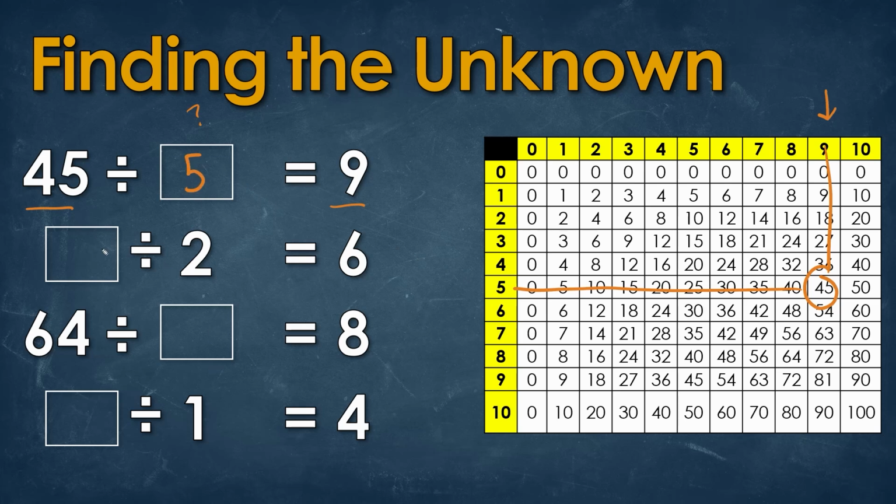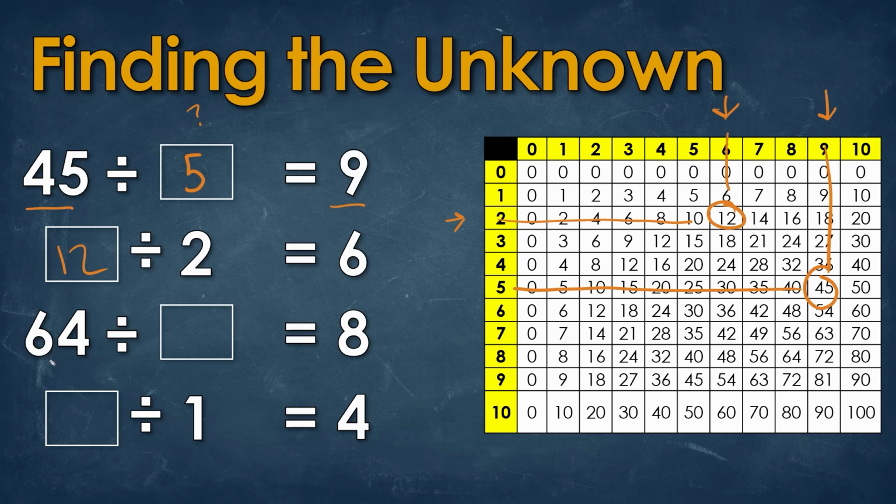Now the next example is the other way around, where we don't know what it is to start with, but we know that it ends with a 2 and a 6. If we meet where those two align, we see that the answer is 12. So 12 divided by 2 will equal 6.